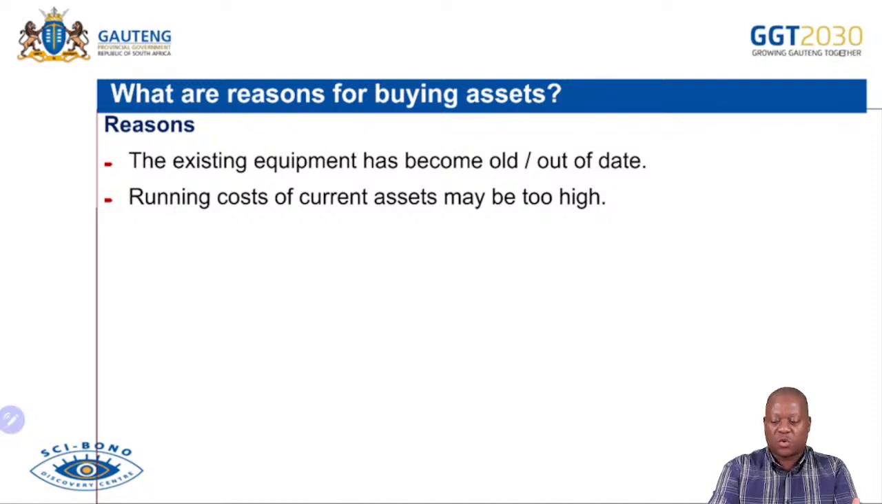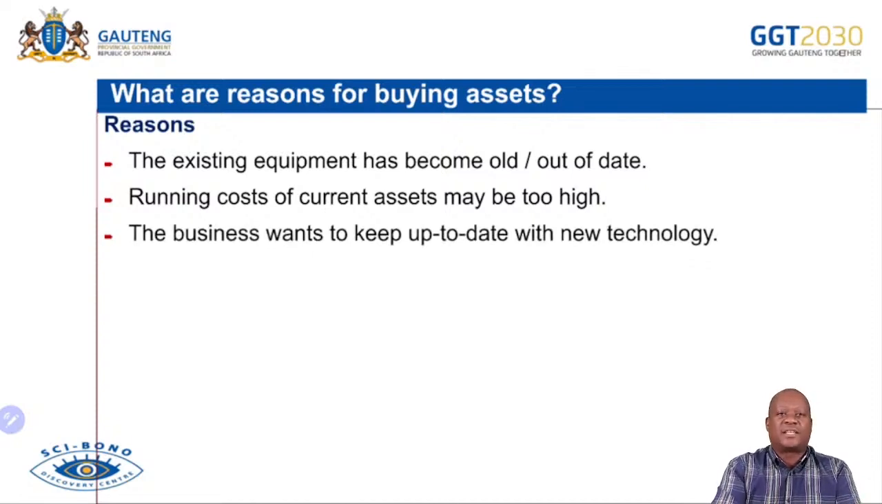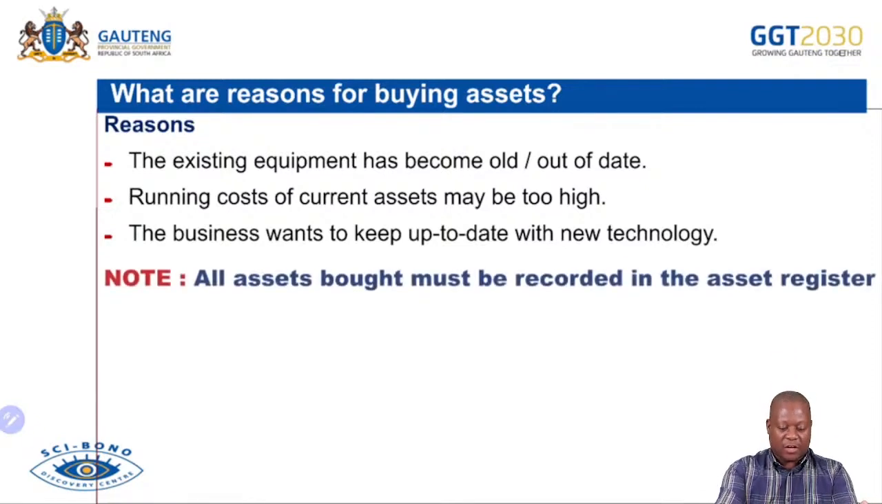We need to replace. So we buy up-to-date equipment. The running costs of current assets may be too high. We have a vehicle that is now old to the extent that it is consuming more fuel, or maybe it is also becoming very expensive to maintain. We need to replace. We need to buy some other equipment. Now, sometimes the business wants to just keep up with technology. Technology is ever changing. So when it changes, we need compliant equipment. So we want to keep up with better technology.